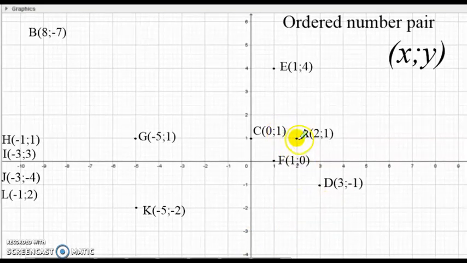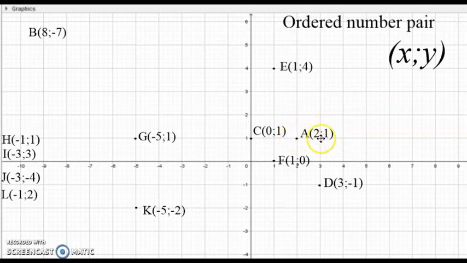Now that A is plotted, I list A's coordinates is 2 and 1. Very important. It is also A, open my bracket, 2, semicolon, 1, close my bracket. This is known as the coordinates of A. And 2 and 1 is an ordered number pair.